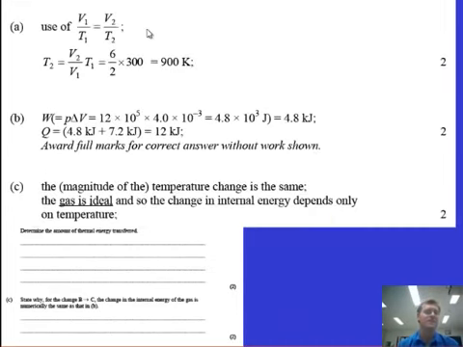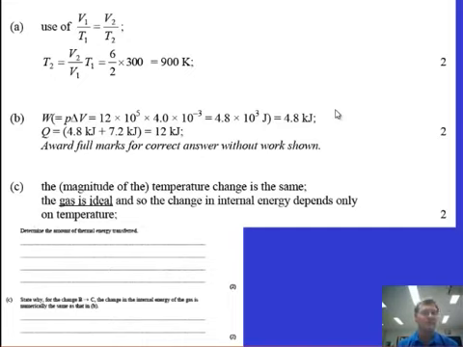First of all, if we recognize that the pressure is constant, that means the ratios of the initial volume and the initial temperature divided by the final volume and the final temperature are going to allow us to work out an unknown, and that means that the temperature is going to be 900 Kelvin. The next feature is the work done is equal to the pressure times the change in volume. So that gives me a value of 4.8 kilojoules.